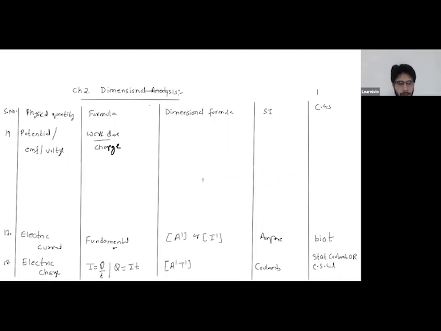ML squared T minus 3 A minus 1. Shabaz is correct. Janvi, you're missing something in L. Noor, just check your dimensions of time. Abdullah is correct. Fazil is correct. Hamda is correct. Fatma, check your dimensions of time.